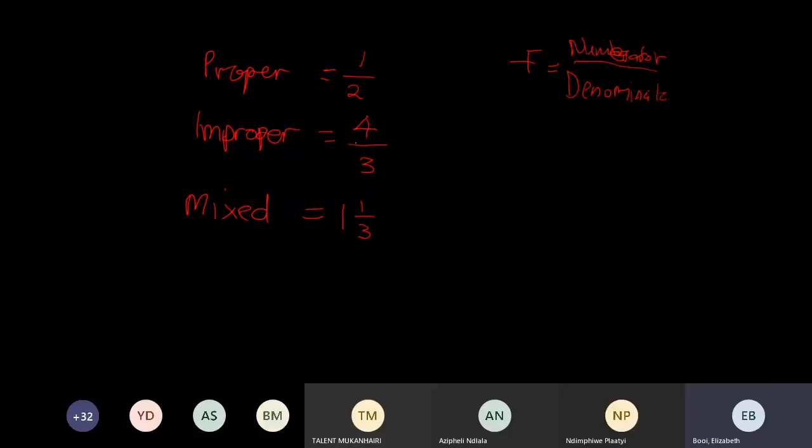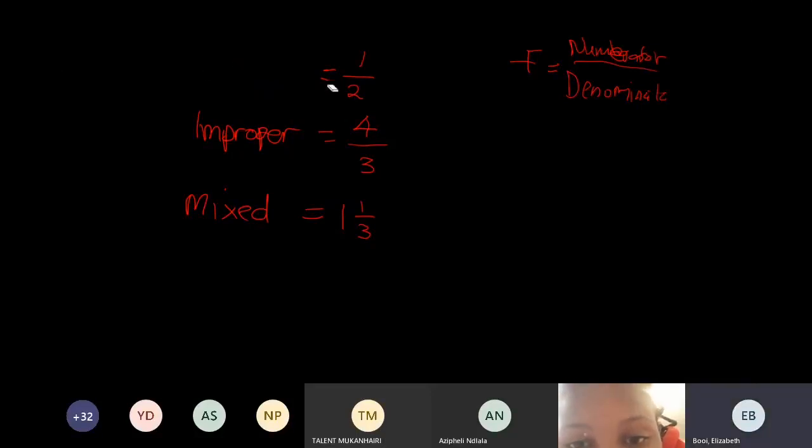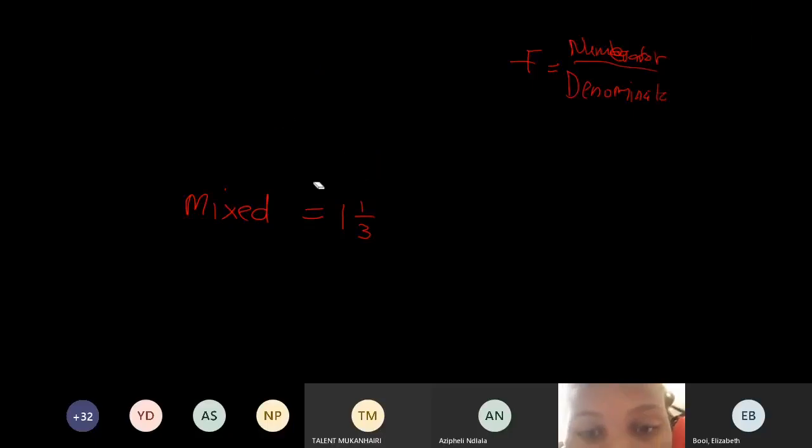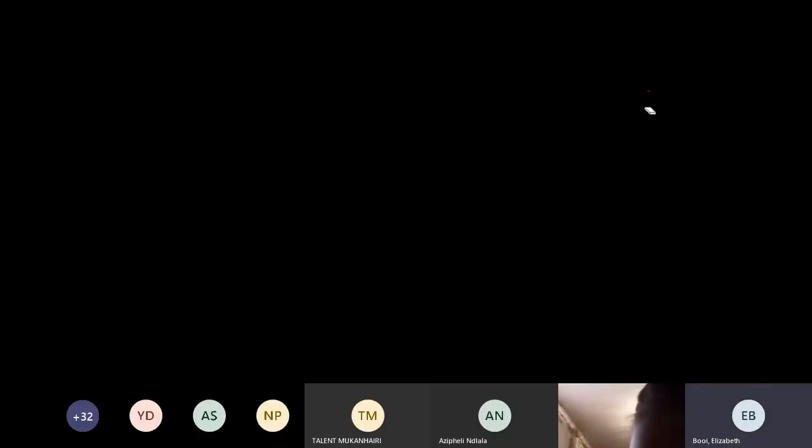If our final answer is an improper fraction, we can convert it to a mixed fraction. If we are given a mixed fraction, we can move it to become an improper fraction. And let's start solving, adding and multiplying of fractions. Okay, so when we add fractions, we're doing addition of fractions.